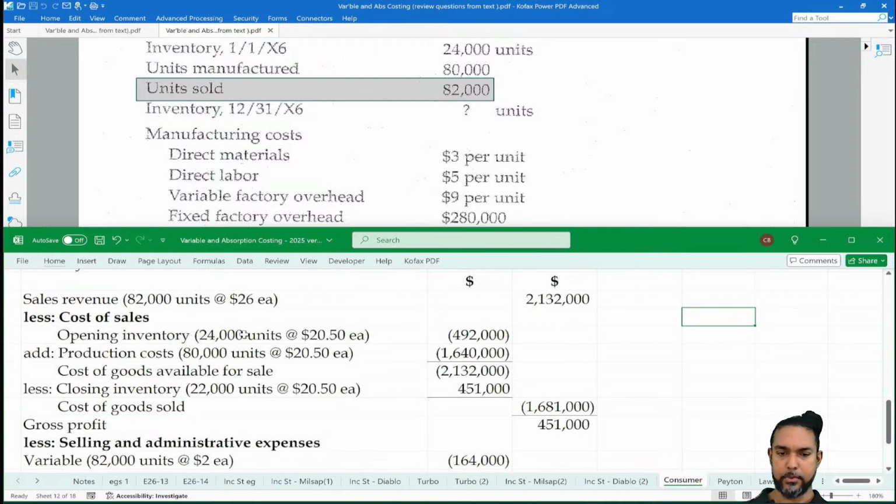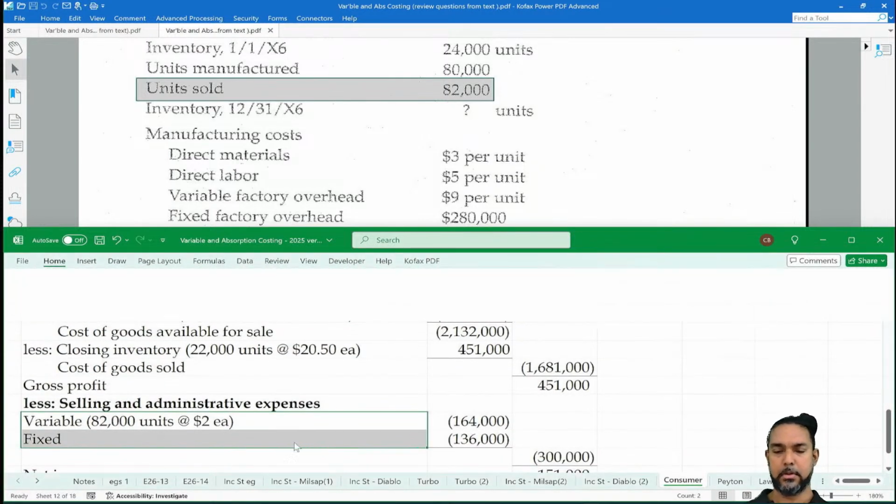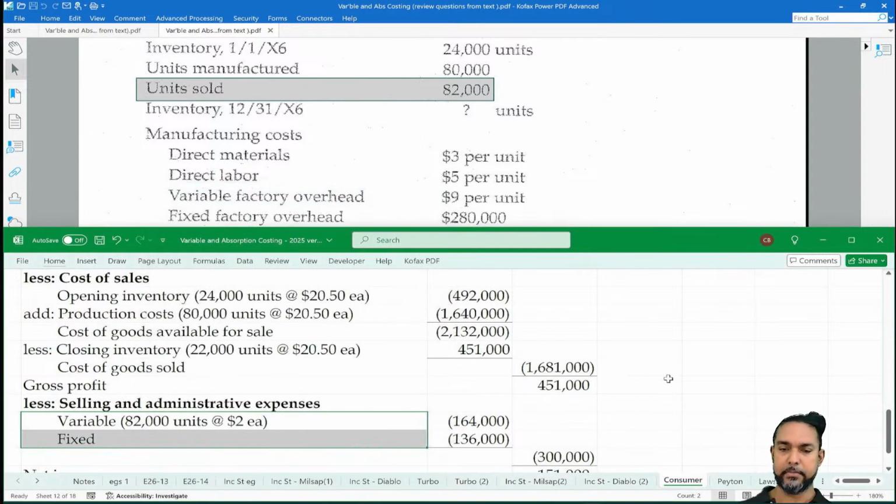All right. Cost of sales, opening inventory, production cost, cost of goods available, closing inventory, cost of goods sold. Okay. I guess I'll indent these two.